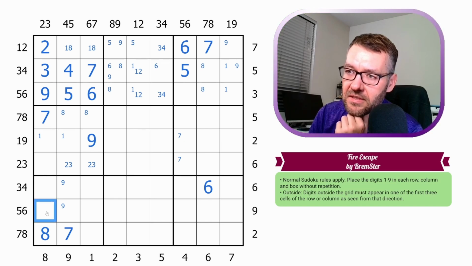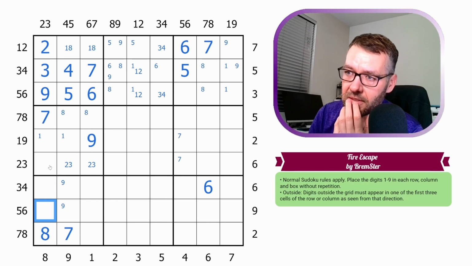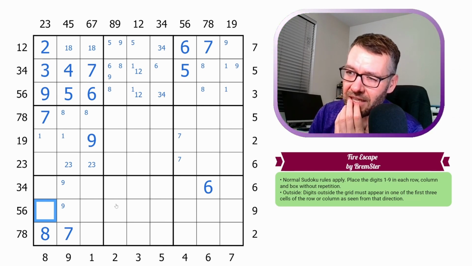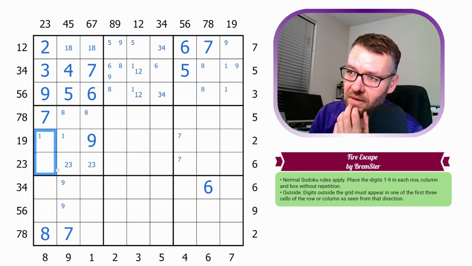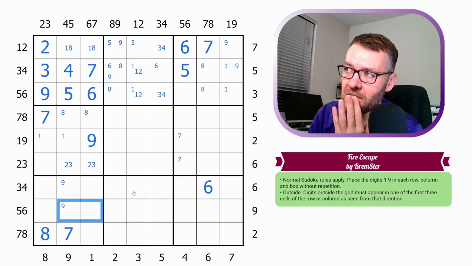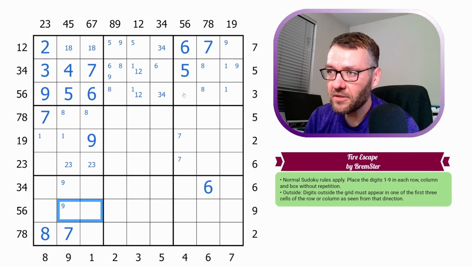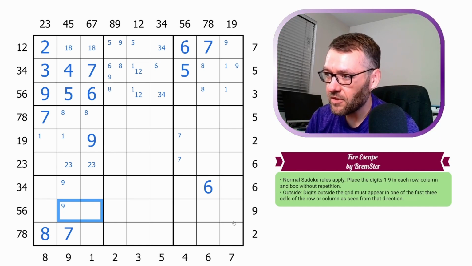The 5 and the 6. One of them is probably going here. Not sure which one. Or either of them. They could both go here, and then these two could go here. It's possible. All right, I don't know enough about that to really go further with it, so let's move on. Maybe we can find some other easier stuff out.